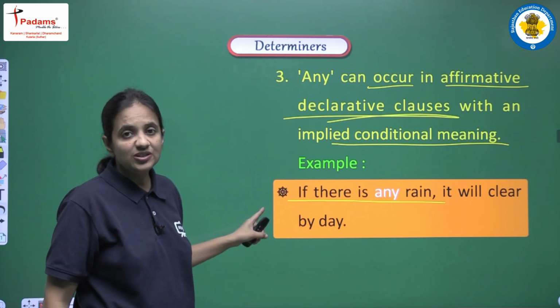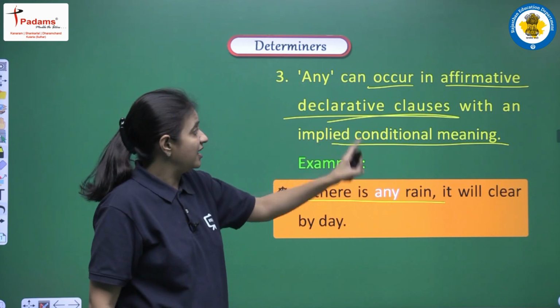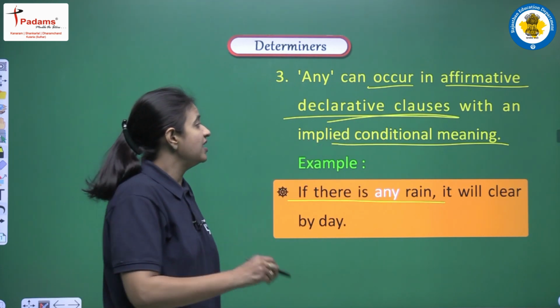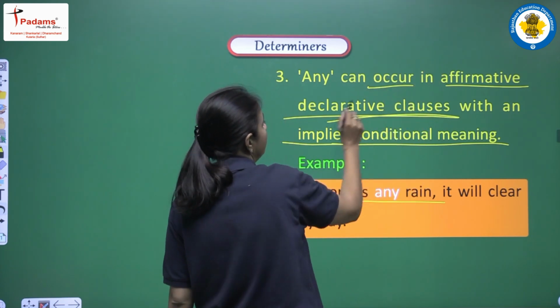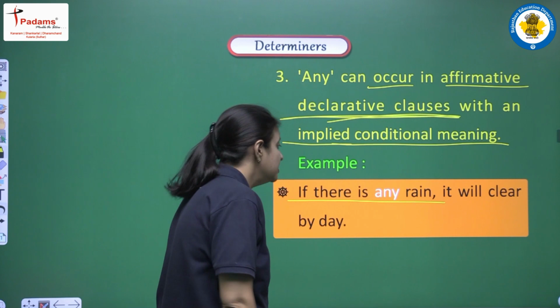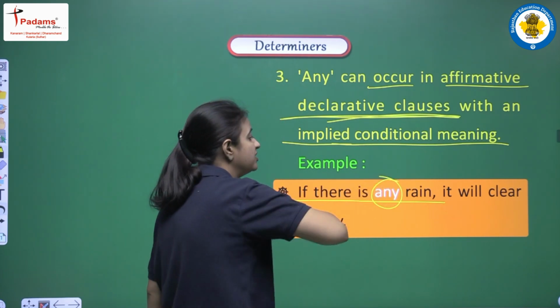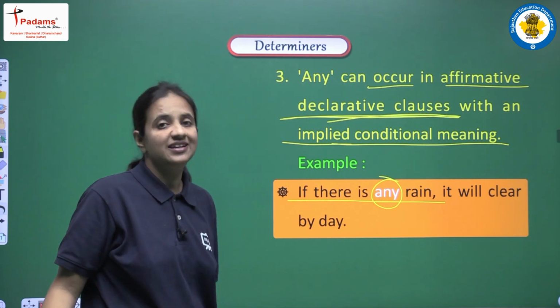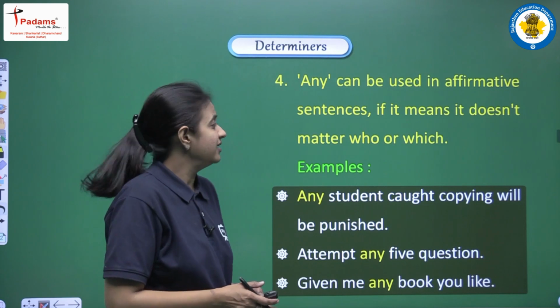So according to this point, if we are having a conditional sentence, any can be used when we are having implied conditional meaning. So any can be used in affirmative declarative clauses, and this is the reason we are using any here. We are writing, if there is any rain. Clear? Next, let's see the next use.